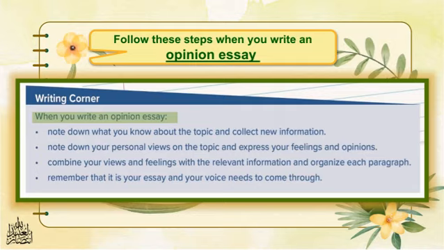Now, let's go over the key steps to keep in mind when you're writing an opinion essay. First, it's important to clearly state your opinion early on, so your readers know exactly where you stand from the beginning. Then, you want to support that opinion with strong reasons and evidence. This is what makes your argument convincing. Remember to organize your points logically, so your essay flows smoothly and your ideas build on each other.